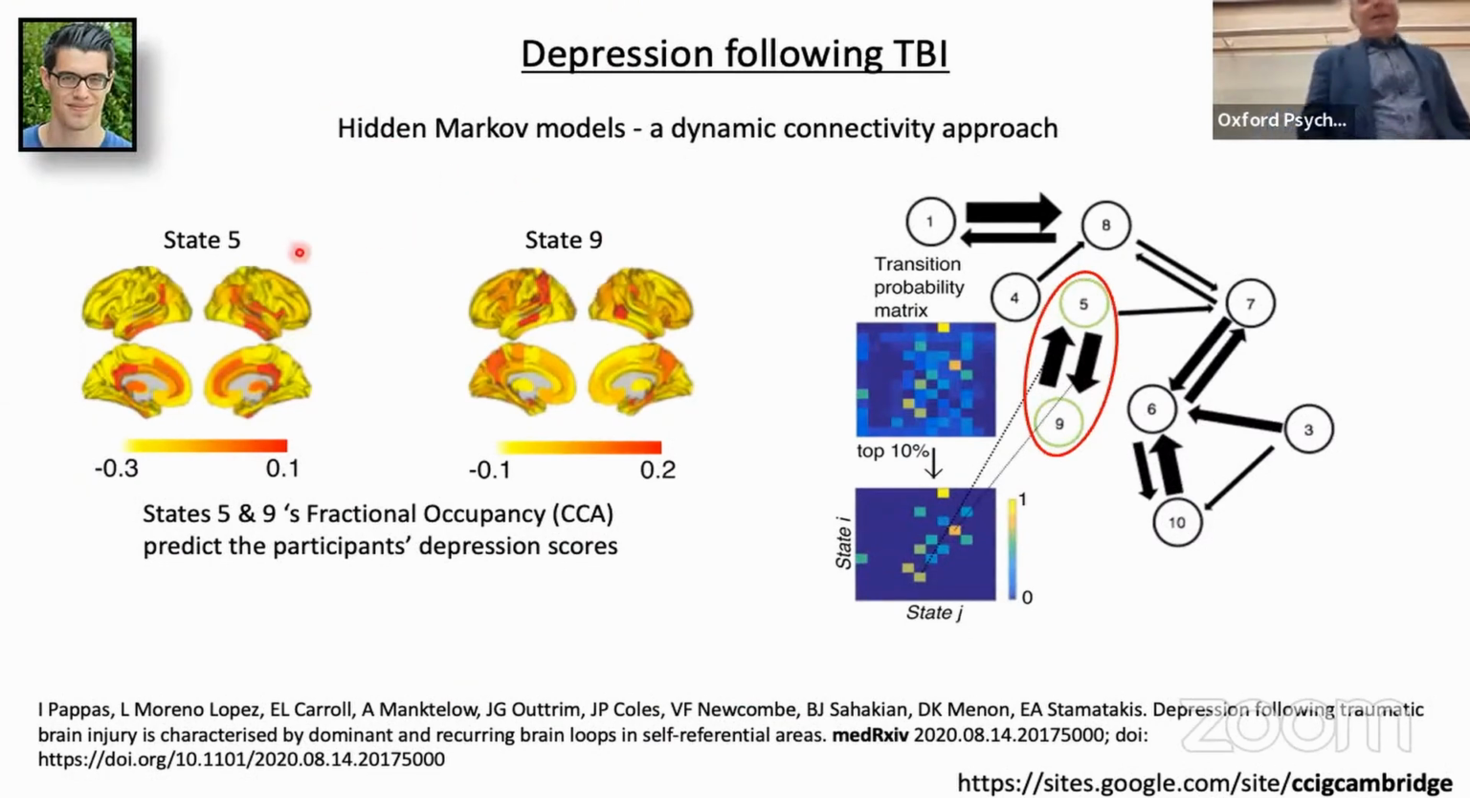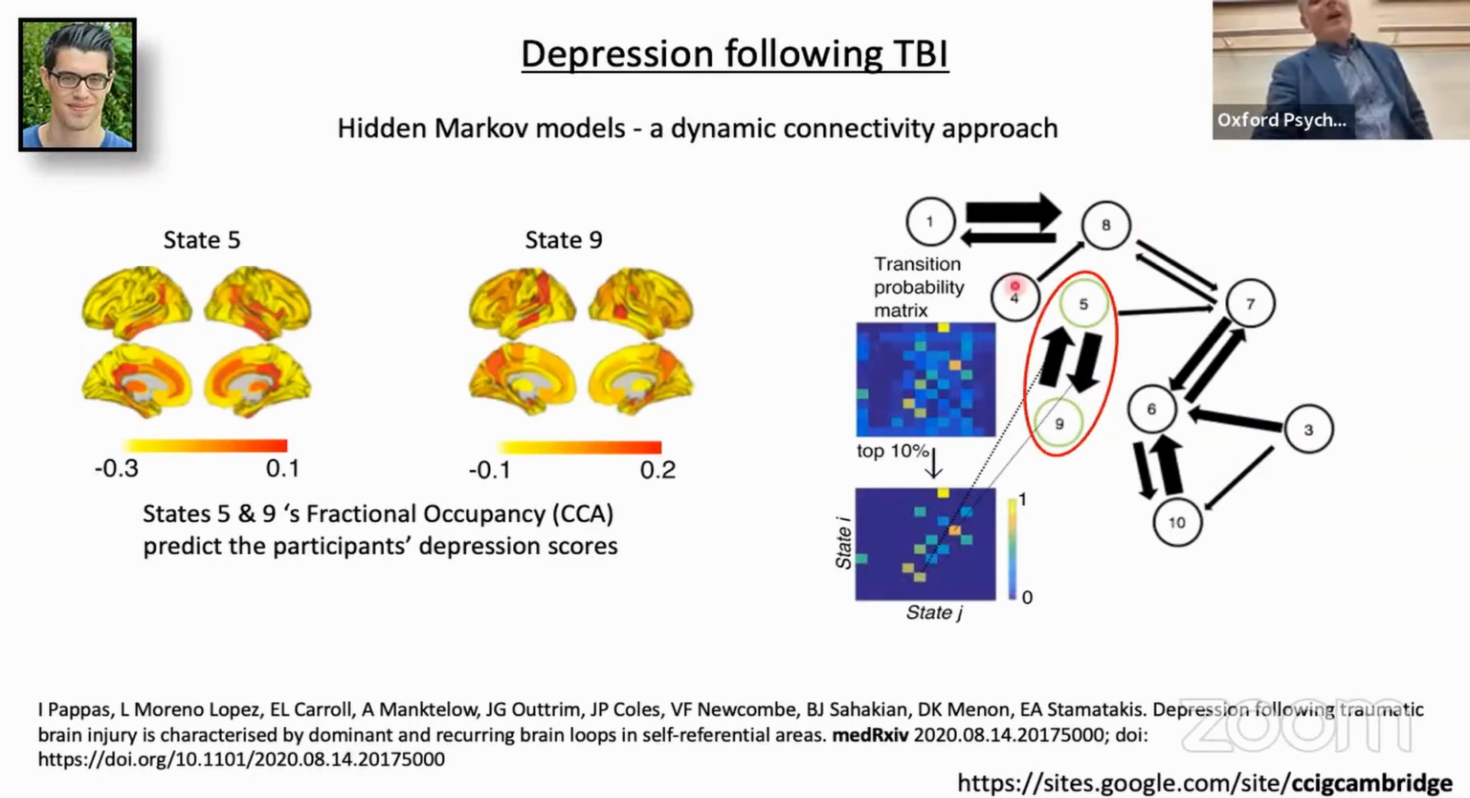So Ioannis Papas did an experiment where he used a model, a hidden Markov model in fact, and this allows you to split the brain into states. You can define them any which way you want. In this case, he used principal component analysis, and he found that these two states relate to depression score. Now, these two states are not identical to the default mode network. However, they relate heavily to areas that we call default mode network.